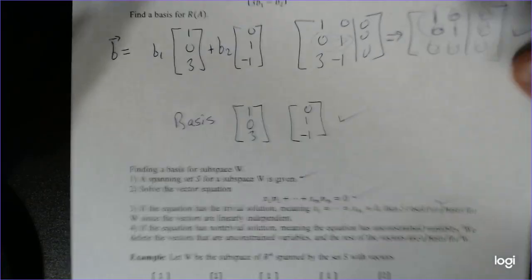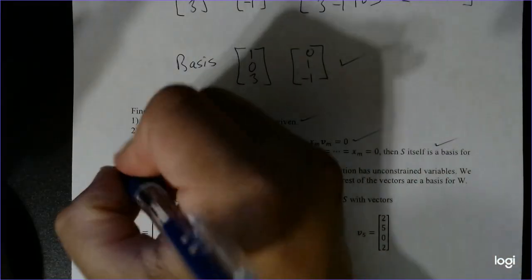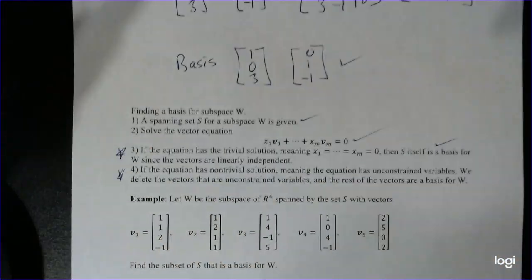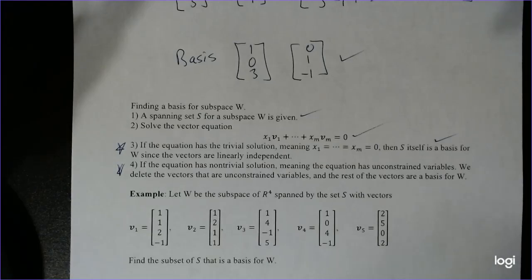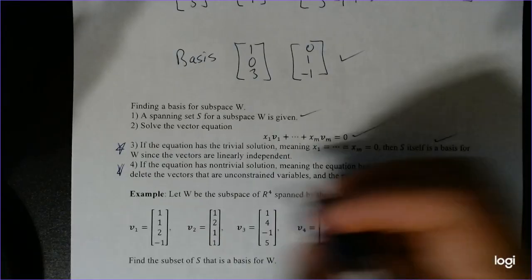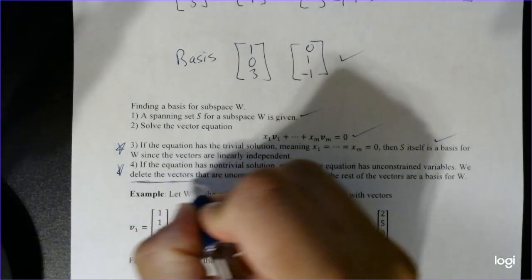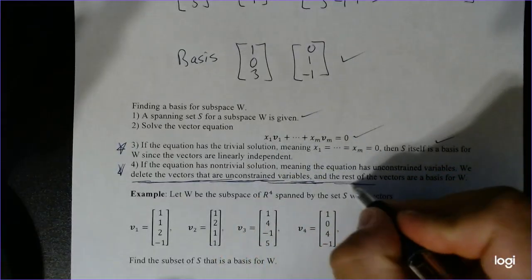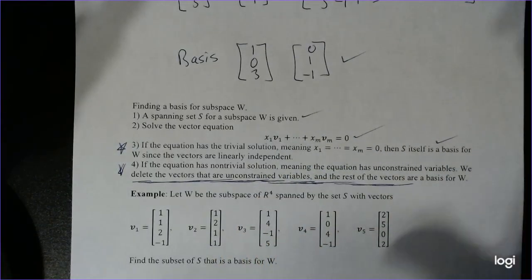Okay. And then number 4. These are pretty much the ones you're going to be dealing with, 3 and 4. Very rarely you're going to have 1 and 2. If the equation has a non-trivial solution, meaning the equation has unconstrained variables, we delete the vectors that correspond to unconstrained variables, and the rest of the vectors are a basis for W. This one itself is a bit confusing, and we'll do an example of how that works so you can see what I mean by getting rid of the unconstrained variables. Okay? So don't worry, we'll get into that portion there.